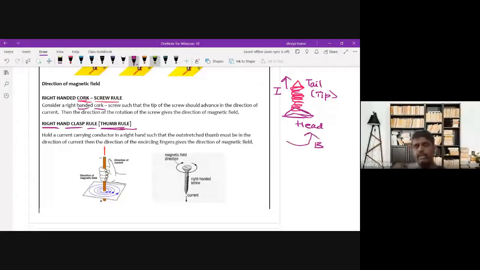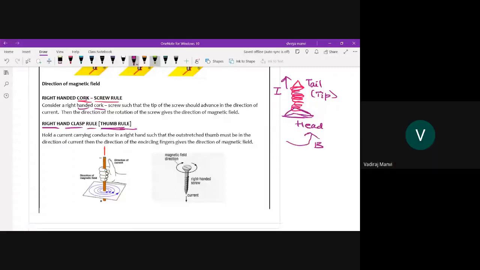But important is, this is applicable only for a straight conductor like this. Remember, in this chapter we are going to study two conductors: one is the straight conductor, another is the circular conductor. We will see what to do for circular conductors later. For the time being, I'm talking about the straight conductor. If I take a straight conductor and clasp it in my right hand such that the thumb points in the direction of current, then the remaining fingers point in the direction of magnetic field.